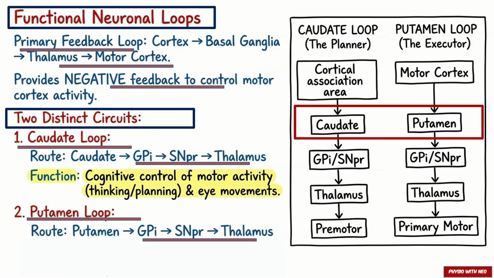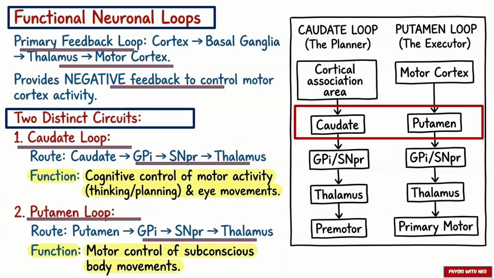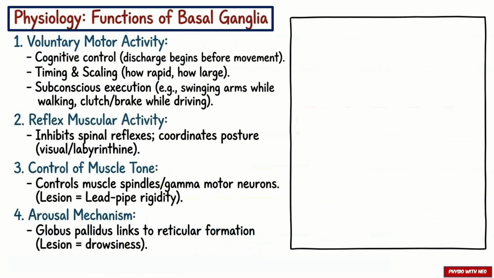Caudate loop's main function is cognitive control of motor activity, that is thinking and planning and eye movements, whereas putamen loop is motor control of subconscious body movements, that is automatic movements. If you understand these functional neuronal loops, then the functions of basal ganglia become very clear. Here comes the important part of the answer, that is functions of basal ganglia.